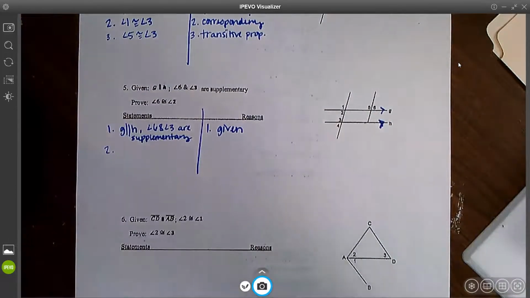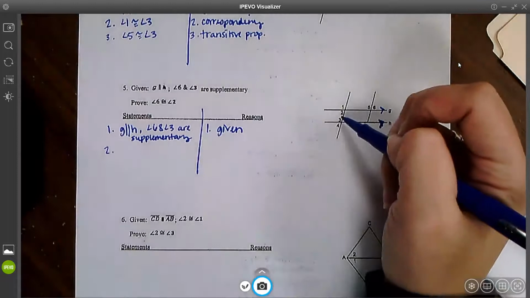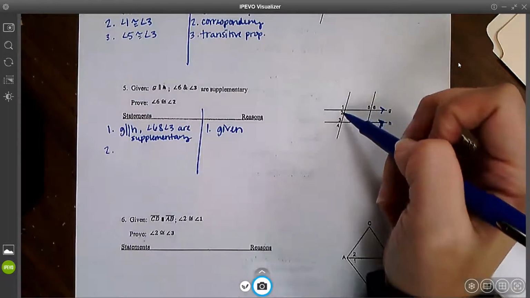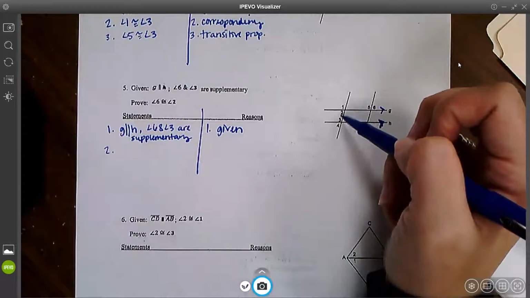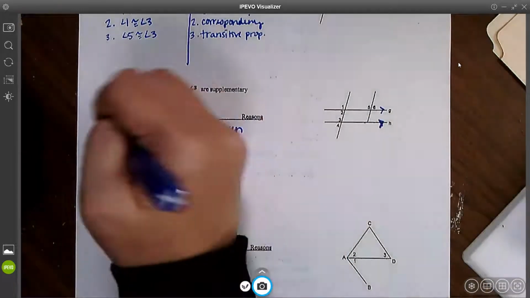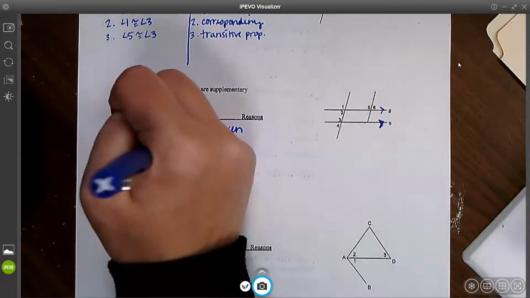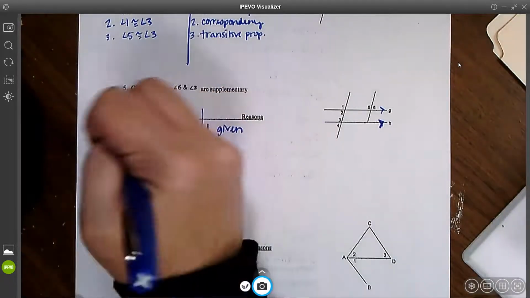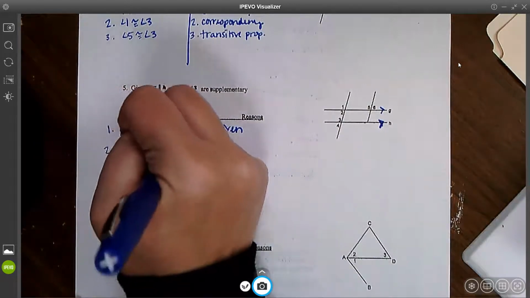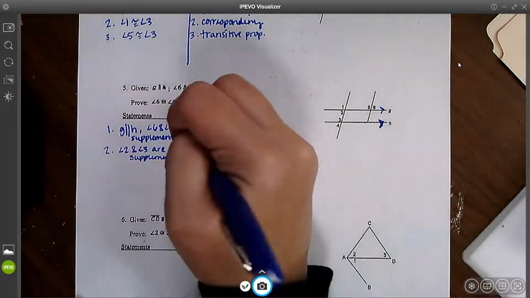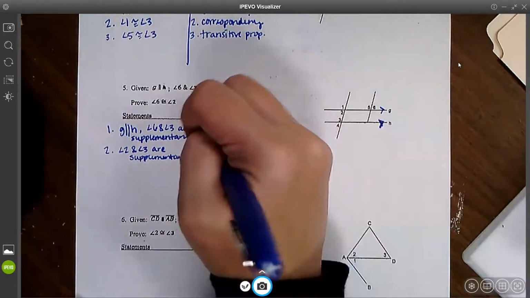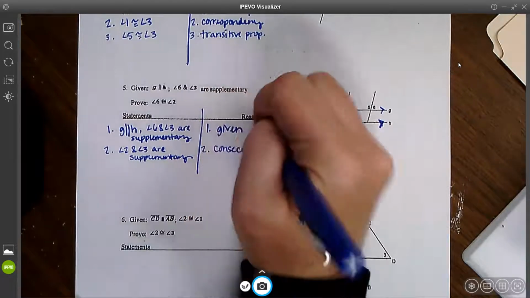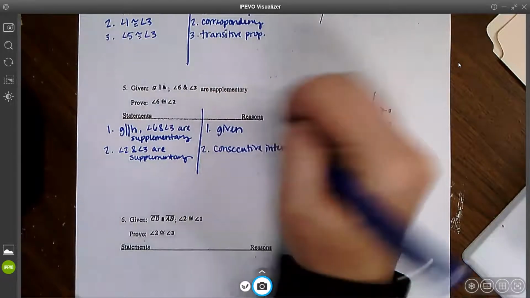Now, 6 and 3 have already been related, and I want to prove 6 and 2. So I'm going to try to relate 2 and 3 so that I can then use some substitution. So 2 and 3, if you look at them here, they are same side or consecutive interior angles. So we can say that angle 2 and angle 3 are supplementary, and we know that because they are consecutive interior angles.